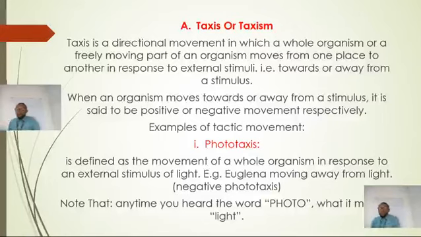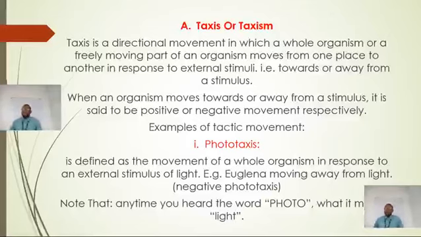When an organism moves towards or away from a stimulus, it means they are moving positively or negatively to the stimulus. An example of tactic movement is phototaxis. What do you understand by the statement phototaxis? From the word photo, we've had the word photosynthesis time without number. Photo means light. It means the whole organism is moving towards light, which is the external stimulus.